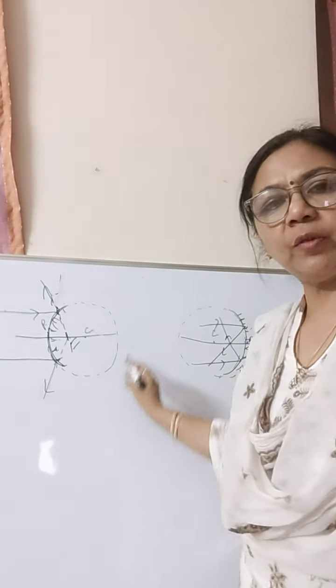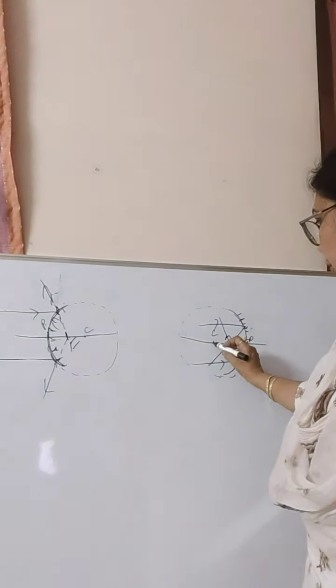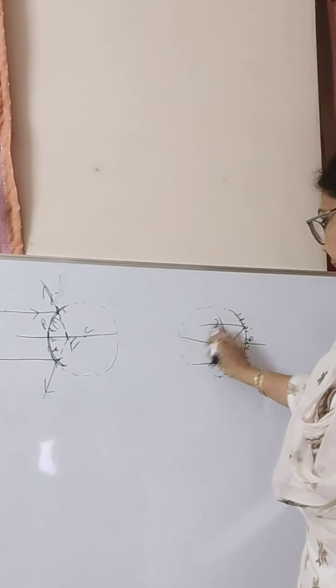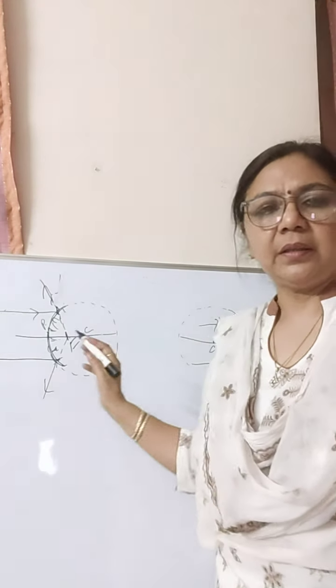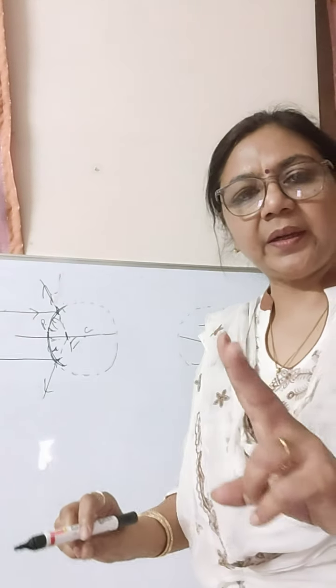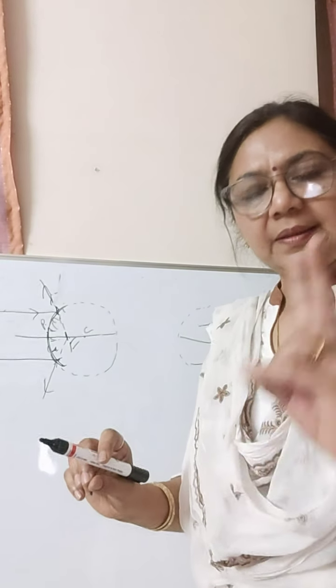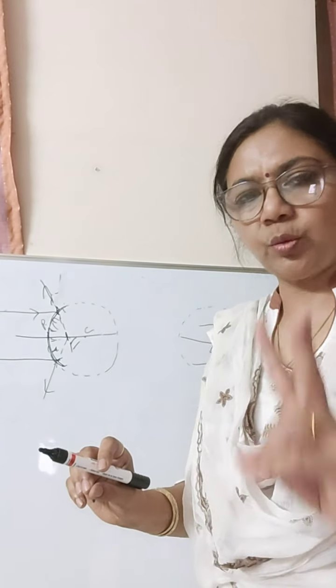The second term is the center of the sphere of which that mirror is a part. This is called the center of curvature. Here also, this is the point where the center of the sphere is. This is called the center of curvature. So the first one was the pole, the second one is the center of curvature. 2 terms we have seen.